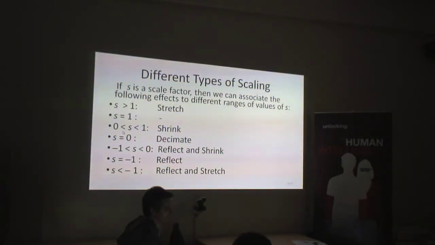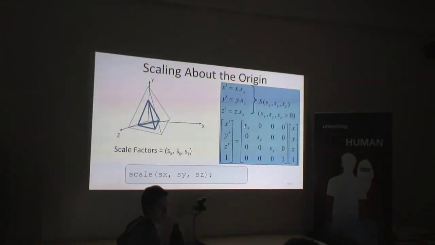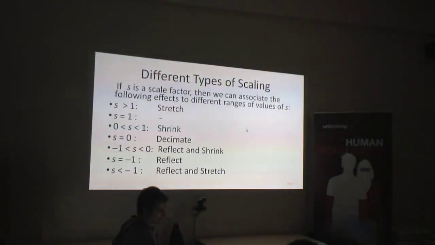If we set s to a number between 0 and 1, we're going to shrink. So if it's 0.5, it'll be half the size it was, because obviously multiplying anything by 0.5 is half, and so on and so forth. If we set it to 0, we decimate it. Basically, if anything has a scale value of 0, so 0 across here, it will effectively end up as 0. Anything multiplied by 0 is 0, and nothing will be rendered.